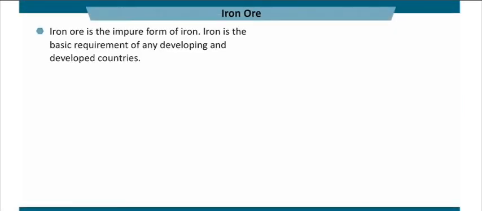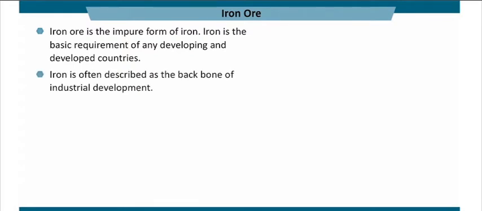Iron ore. Iron ore is the impure form of iron. Iron is the basic requirement of any developing and developed countries. Iron is often described as the backbone of industrial development. Indian history says that India knew the art of making iron in the 10th and 11th century itself. Since then, India has developed in the field of iron.